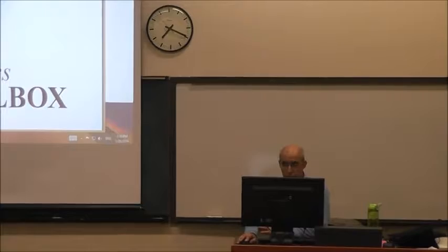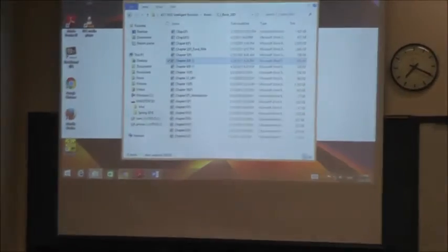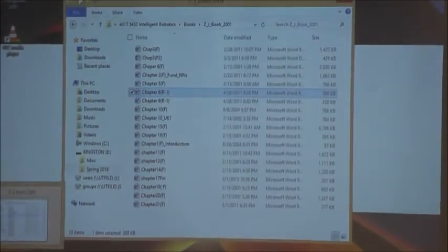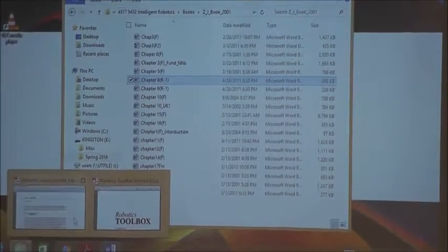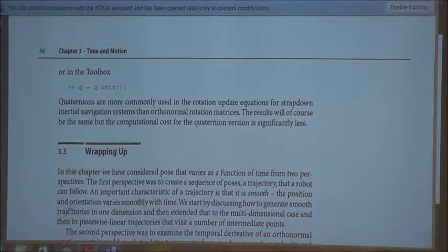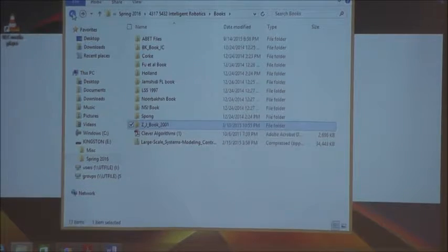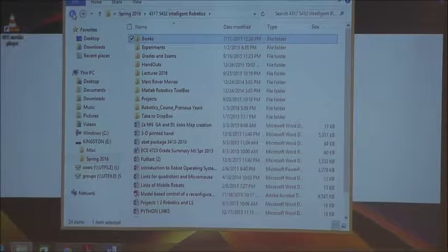Let's go to the fourth segment of the lecture of today. Let's look at the end of that. Actually, let me go back to chapter 3 of Fu's book to make another point to you.